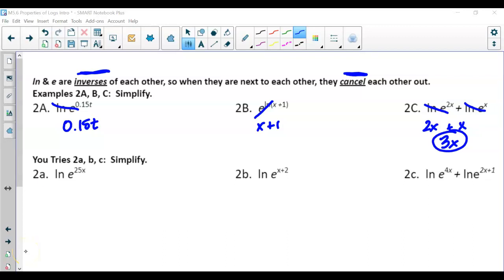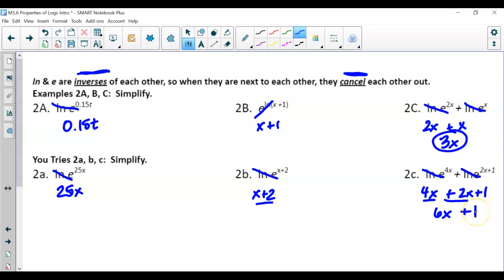And here we go. Again, inverses cancel out, and you just bring down. So here I've got 25x. Same thing here, canceling out, bring down x plus 2. Then last here, natural log and e cancel each other out, so I've got 4x plus. Same thing here, inverses cancel out, 2x plus 1. Now combine like terms, and you get 6x plus 1.